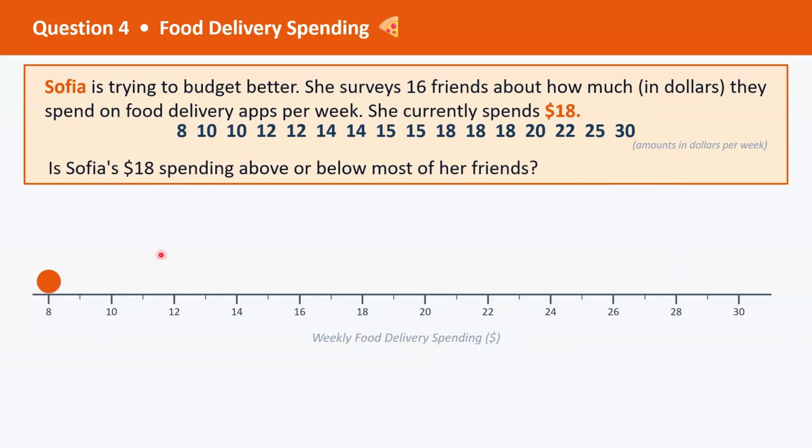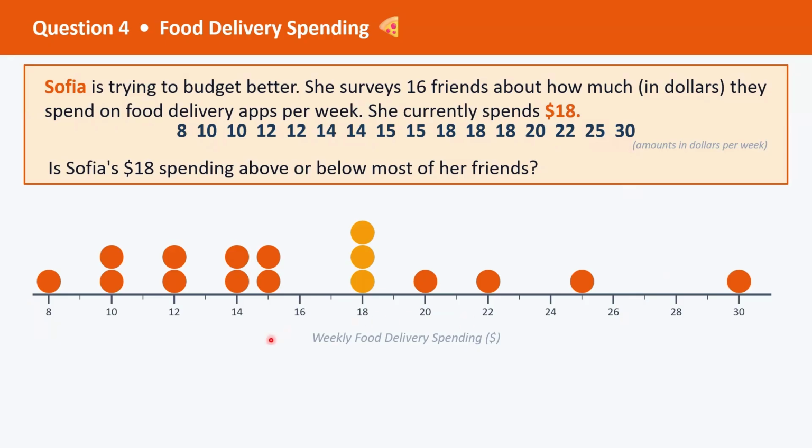There is 1 at 8, 2 at 10. So let's go ahead and plot this. There are 2 at 14, there are 2 at 15, there are 3 at 18, there is 1 at 20, 22, 25, and 30.